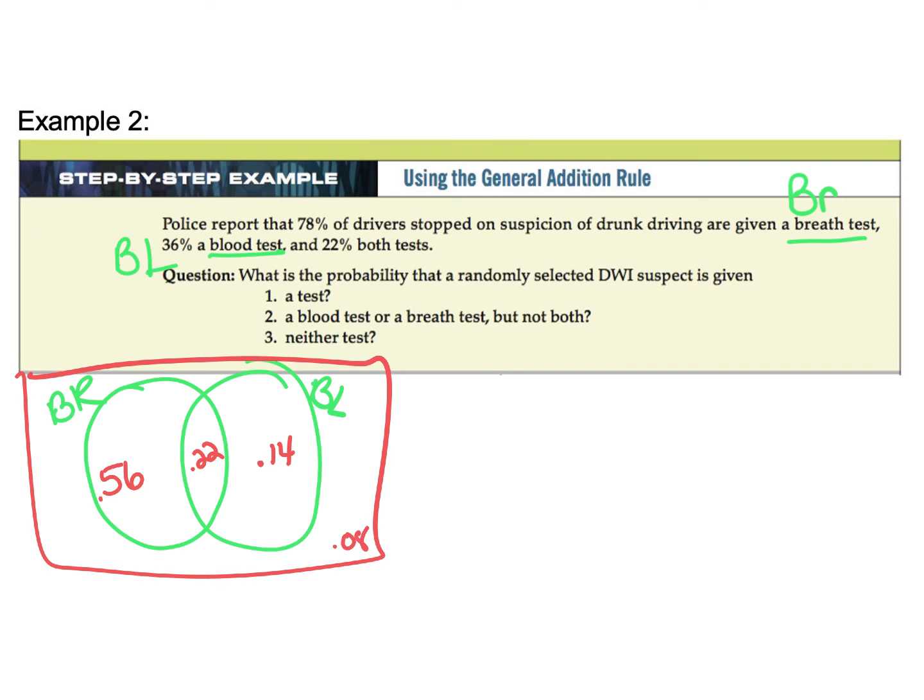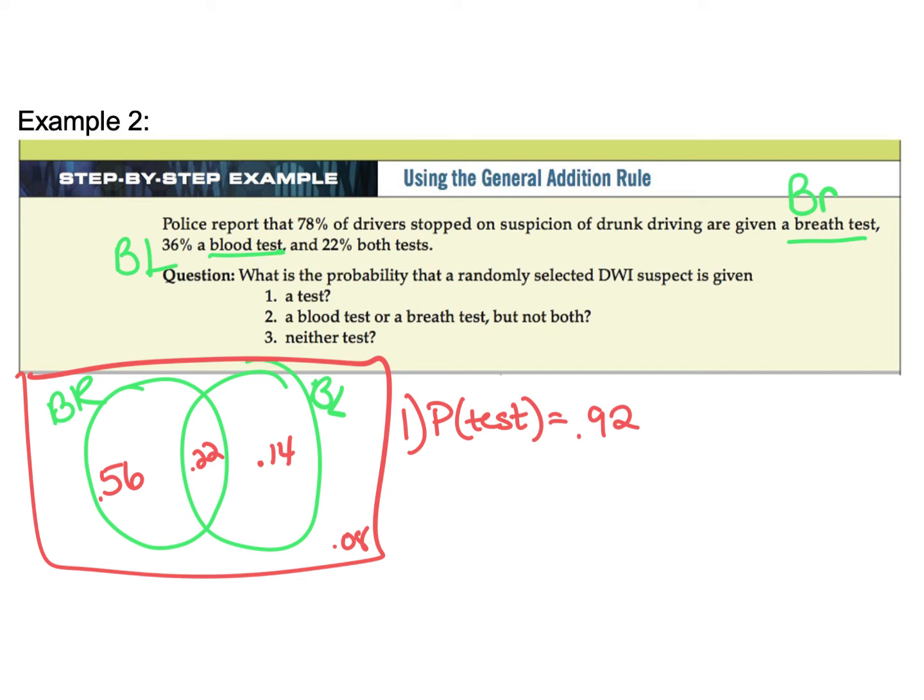So the probability, first of all, number one, that you get a test. So probability that you get a test, I'm not even going to worry about proper notation. Well, these three values here, you're going to sum those three. Or general addition is take the ones from here, this plus this, but subtract the overlap. I like to just add those three. Okay, so probability, number two, a blood test or a breath test, but not both.